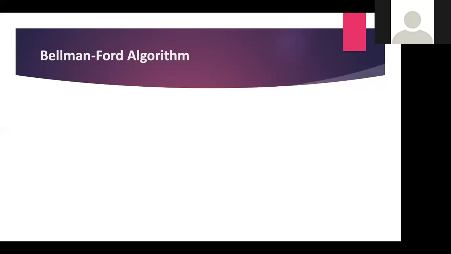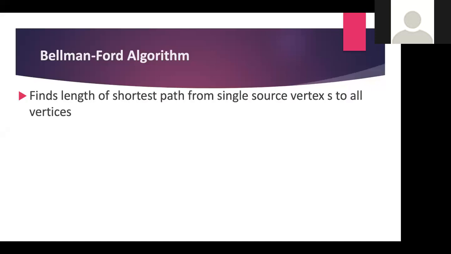Yeah, so here is the Bellman Ford algorithm. It finds the length of the shortest path from the single source to all vertices, except when you have a negative cycle. So Bellman Ford also will not work if there is a negative cycle, but it's okay if there are negative edges. Now, why would Bellman Ford have a problem when there is a negative cycle?